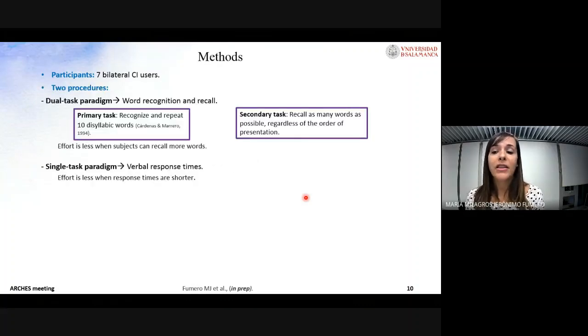Listening effort was measured using two methodologies: the dual task paradigm, which required that participants perform two concurrent tasks. The primary task was to recognize and repeat 10 disyllabic words, and the secondary task was to recall as many words as possible. And here the assumption is that effort is less when subjects can recall more words. And the other methodology was response times, which were quantified as the time between the end of the stimulus presentation and the participant responses. And the assumption is that effort is less when response times are shorter.